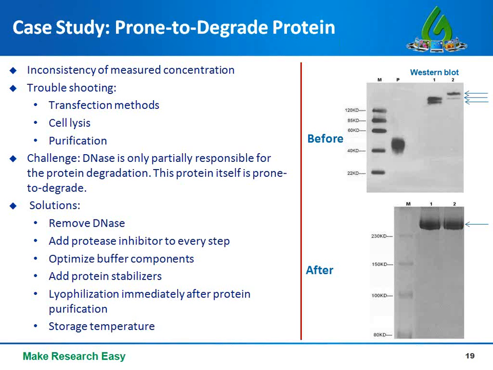Therefore, besides removing DNase and adding protease inhibitors to every step in the production process, we further optimized buffer components, added protein stabilizers such as glycerol and sucrose, and lyophilized the protein immediately after purification. We also tested the storage temperature and found that the protein is more stable at -20 than 4 degrees. The bottom Western blot showed the intact protein after the process of optimization. This customer was very happy with the final result.